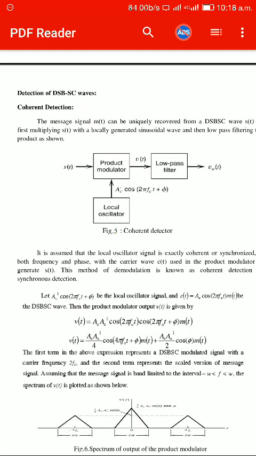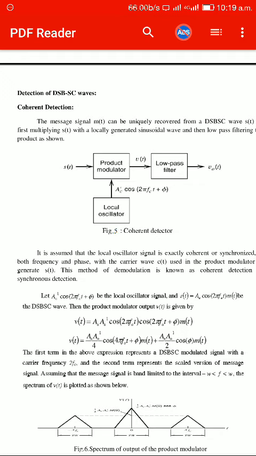The carrier signal we generate from the local oscillator should be the same as C of t, which is applied to the product modulator. That is, S of t is C of t into M of t, and the carrier frequency is the same as the frequency generated from the local oscillator. When we pass it to the low pass filter, we recover M of t, that is, the baseband signal.